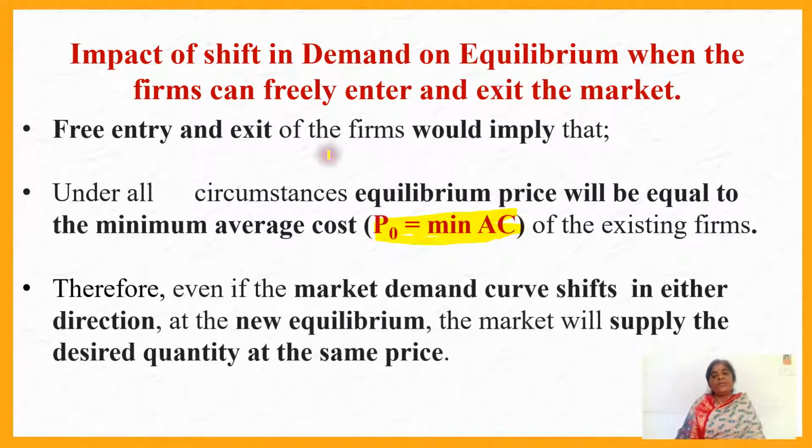Therefore, in that situation when there is free entry and exit, market demand may shift either rightward or leftward, but at the new equilibrium, the quantity supplied will always be at the same price. Whether due to a rightward shift of demand, quantity may increase, or due to a leftward shift of demand, quantity may decrease, but both quantities will be supplied at the same price when there is free entry and exit.